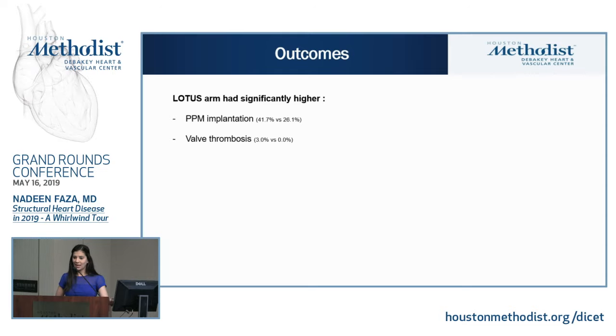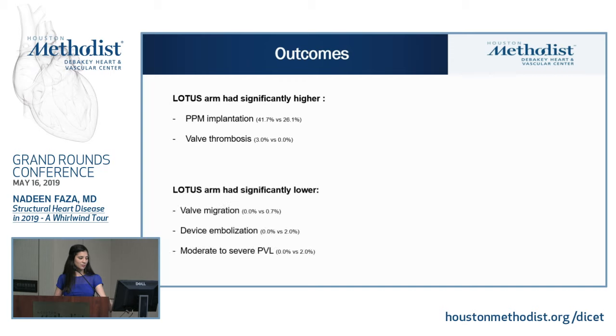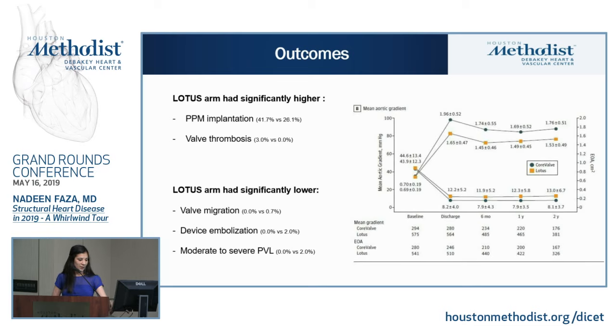After this trial, the valve and the delivery system were redesigned to achieve lower pacemaker rates. Now the valve lands just distal to the annulus, and that serves to decrease the incidence of pacemaker implantation. The Lotus arm had higher valve thrombosis, 3% compared to none in the CoreValve arm. The Lotus arm had significantly lower valve migration, device embolization, or moderate to severe PVL. Hemodynamic-wise, the CoreValve did better, with significantly lower mean aortic valve gradients and higher aortic valve areas.